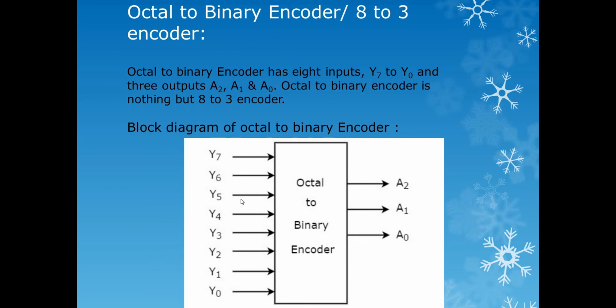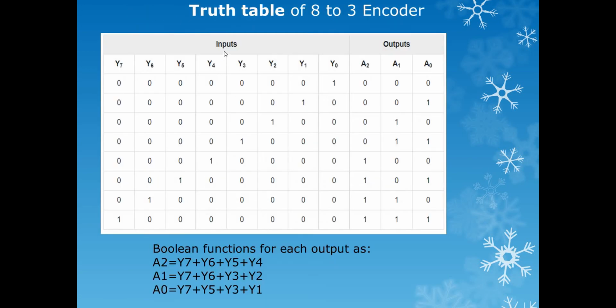It consists of 8 input lines. Consider this block diagram. These 8 input lines are encoded into 3 output lines A2, A1, A0. This octal to binary encoder is always called the 8 to 3 encoder. Consider this 8 to 3 encoder truth table. It consists of 8 inputs, namely Y7, Y6, Y5, Y4, Y3, Y2, Y1 and Y0. It will be encoded into 3 outputs, A2, A1 and A0.